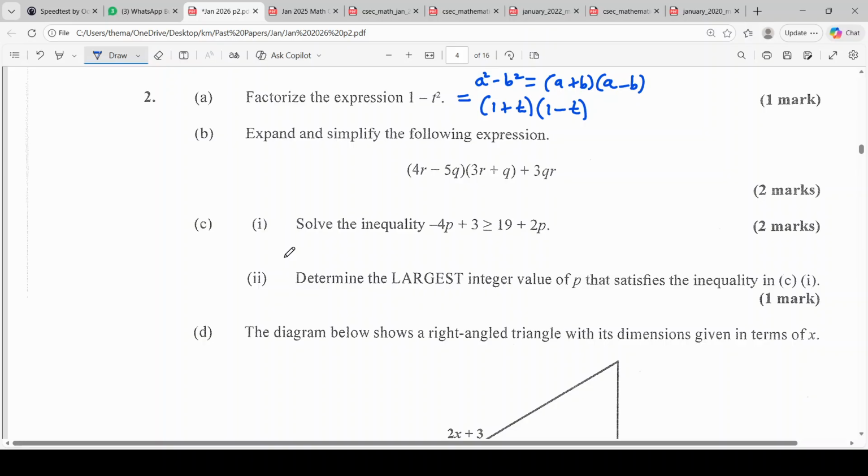Right, part B, expand and simplify the following expression. So we have double brackets to expand, and then we have a term outside here to add after. To expand double brackets, we will take the first term, multiply by the first term. So it will be 4r by 3r. 4 by 3 is 12. R by r is r squared. Then this first term has to multiply by the second term. 4r by q. That will become positive 4qr.